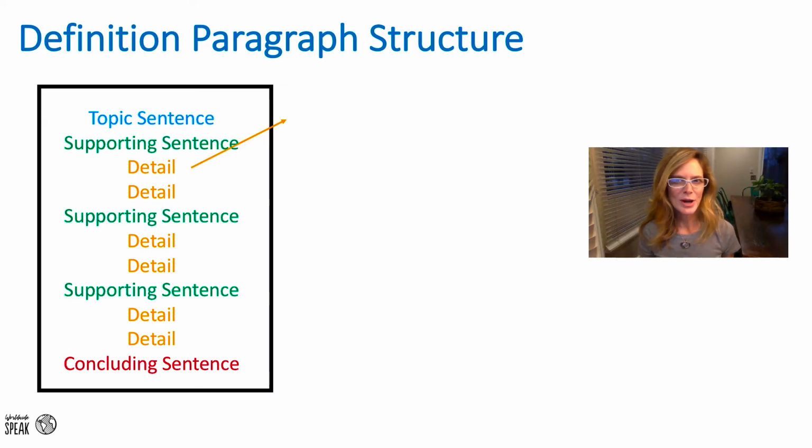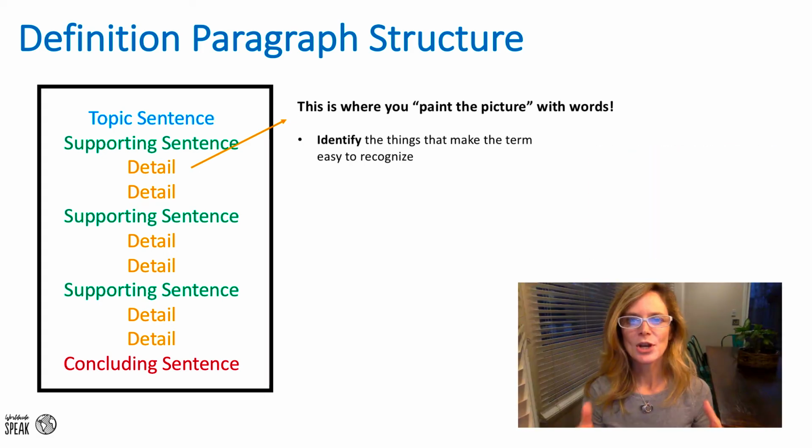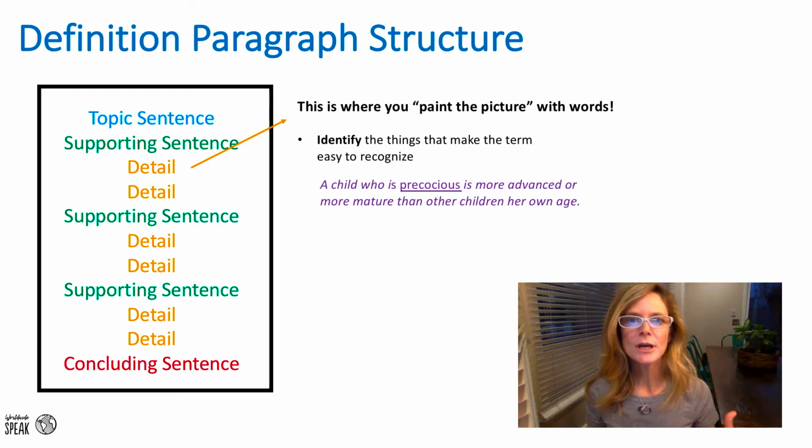Okay, let's talk about the details. This is where you paint the picture with words. The details are super important in your definition paragraph, and all of your writing details are important. So let's use one of the supporting sentences from the previous slide. I chose the one that identifies the thing that makes the term easy to recognize. We used a child who is precocious is more advanced or more mature than other children her own age.